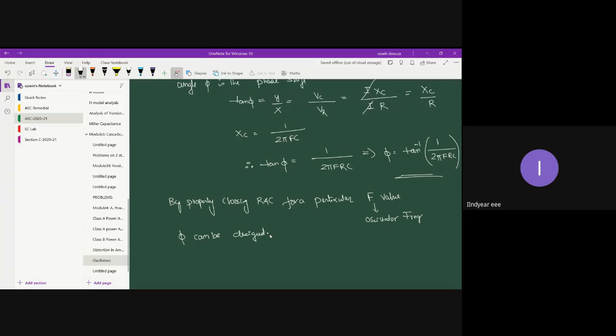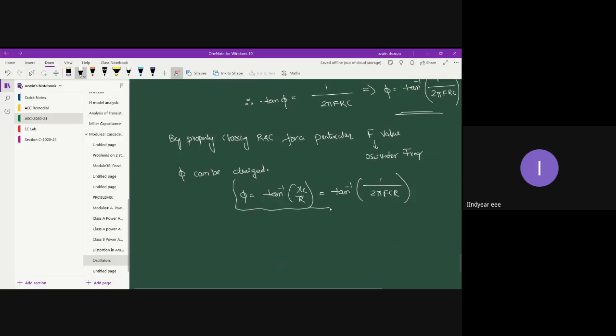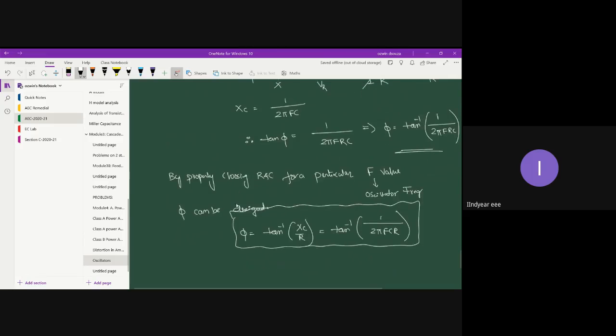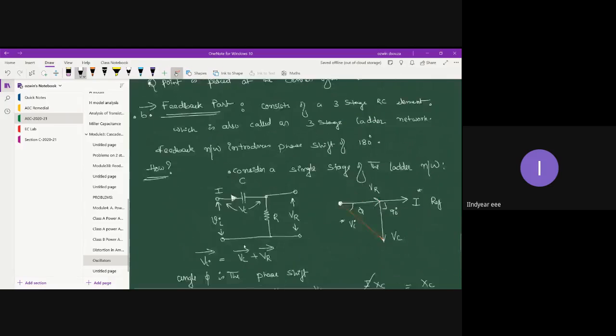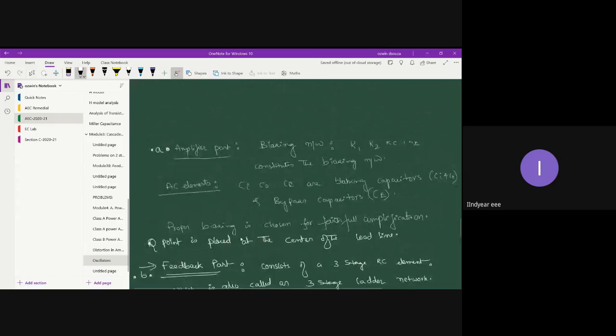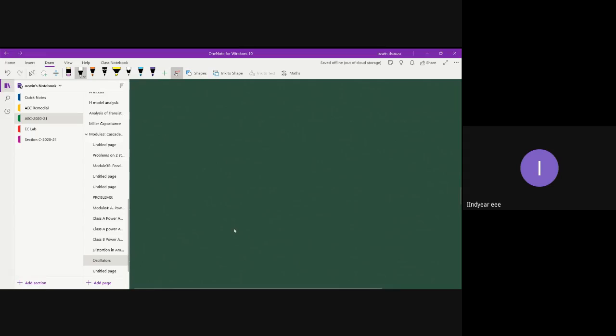Okay. So in short, you can find phi as tan inverse of XC by R, or you can substitute the XC expression, and then it becomes 2 pi FC into R. Okay. So this is the theory behind the phase shift. This is how we design the required phase shift for an RC phase shift oscillator circuit.